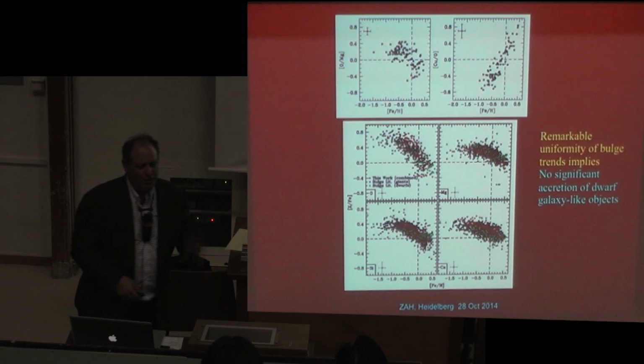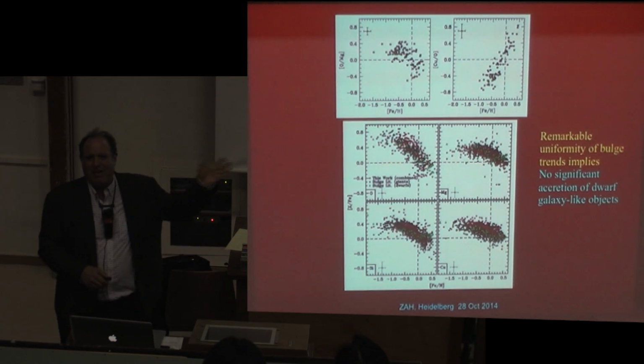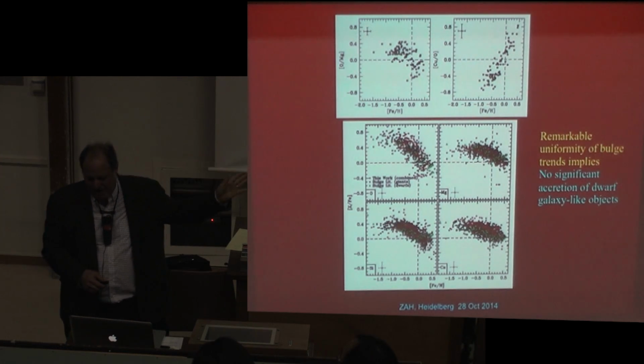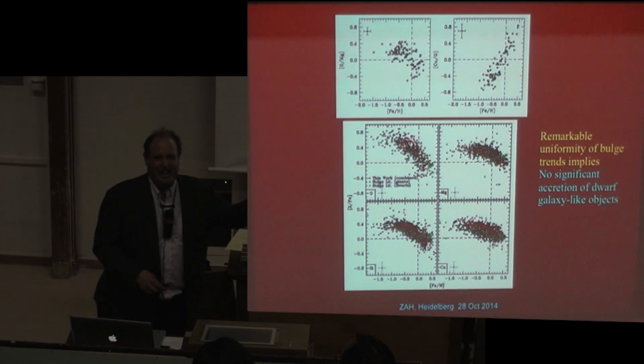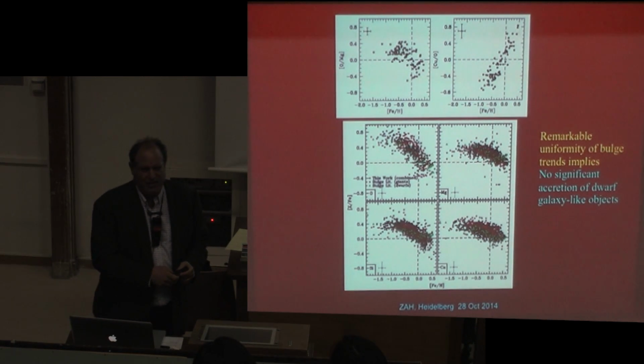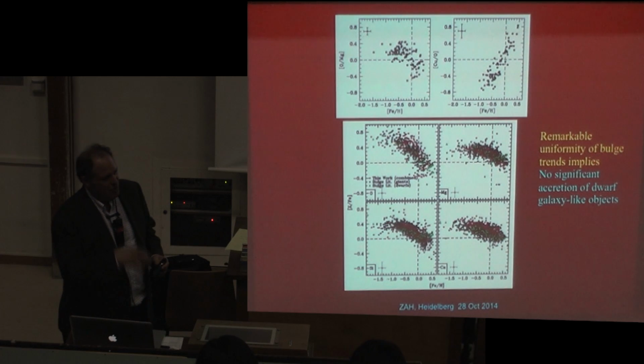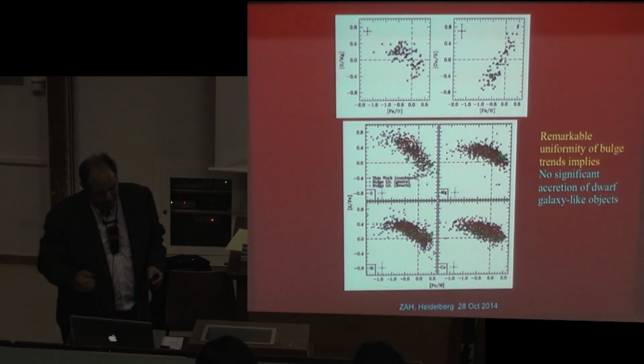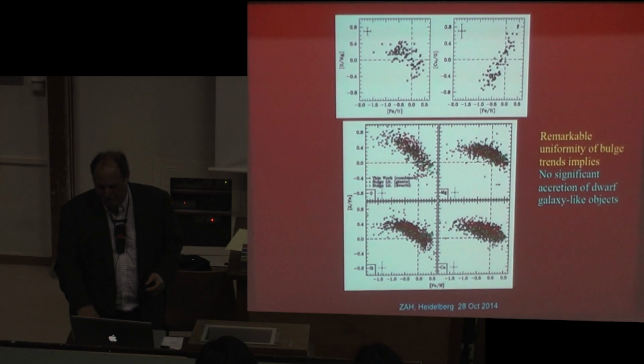And that's where the dwarf spheroidals would live, but there are no stars in the bulge that look like dwarf spheroidal stars. So one of the important conclusions of Johnson et al. is that we have very little to no contamination, or contribution, in the bulge by dwarf spheroidals that have dissolved.